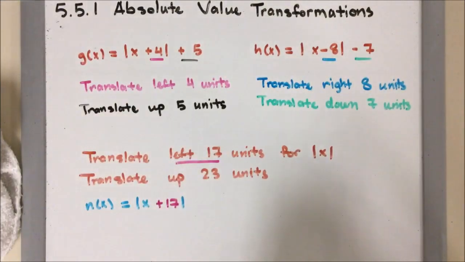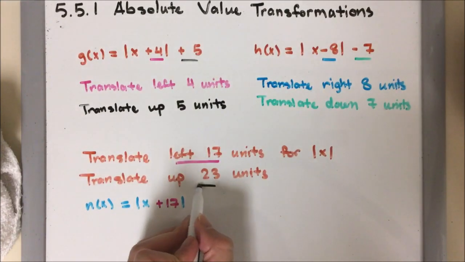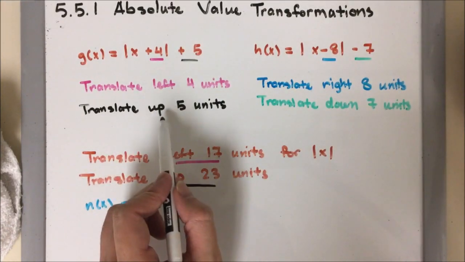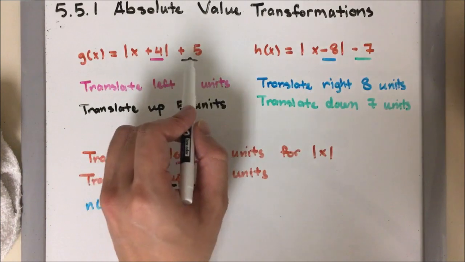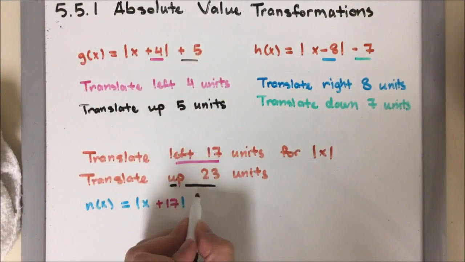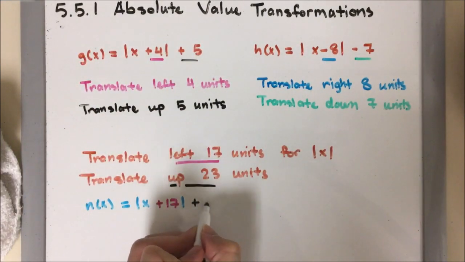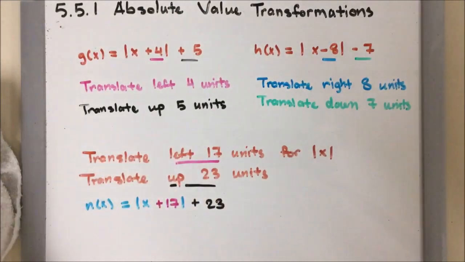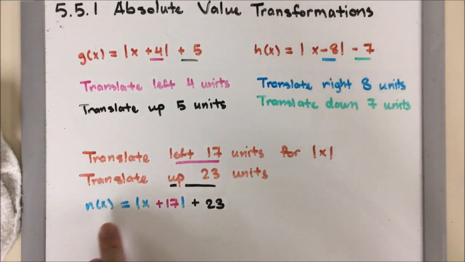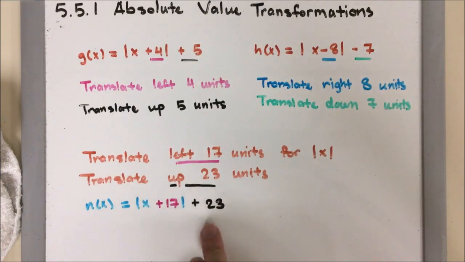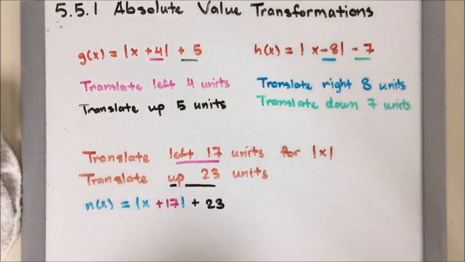And then where it says up 23, very similar to over here, it says up 5, so plus 5. Since ours is up 23, we're going to write plus 23. So my answer is n of x equal the absolute value of x plus 17, and then plus 23. So that's going to be my equation for these two given transformations.